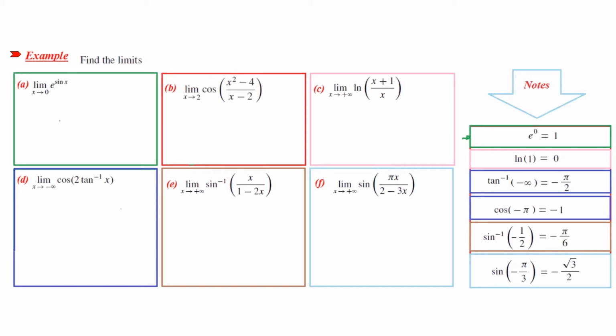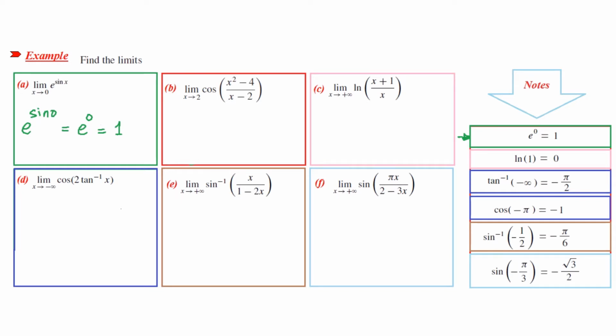Hi everyone, we will start with this example. So in part A we have the limit of e to the power sine x when x goes to 0. So it is a direct substitution and the answer is e to the power sine 0, and e to the power sine 0 equals e to the power 0 since sine 0 equals 0, and e to the power 0 equals 1, as you see here. Any number to the power 0 equals 1.